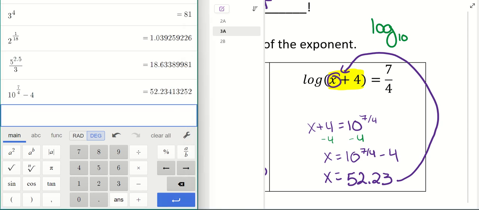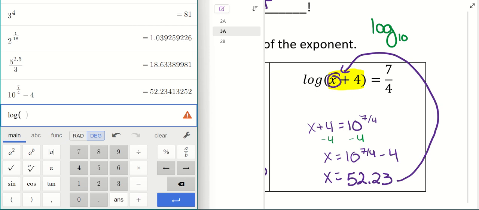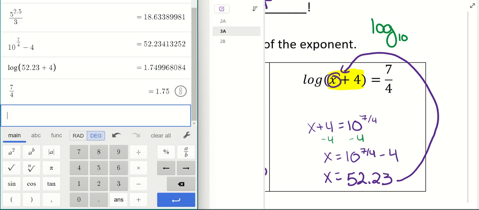Let's do the log. Let's go grab our function and we'll take log, and we don't need a base because we know the default is 10. And then our x that we're plugging in is 52.23 plus 4. And we know we want that to equal 7/4. 7 divided by 4. Look at that.